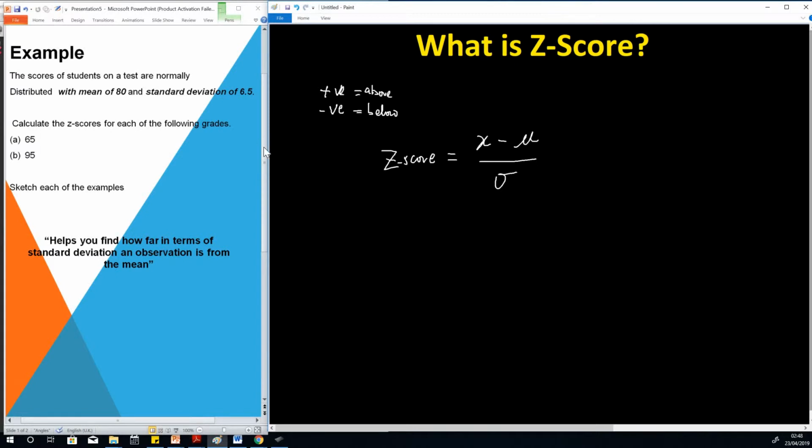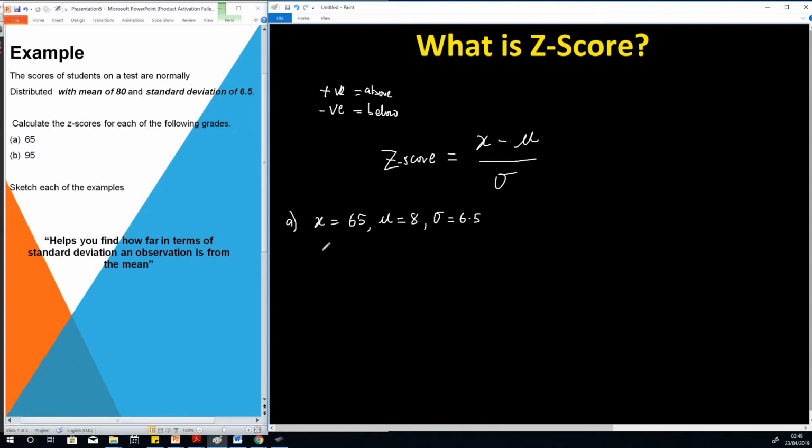So the question says the scores of students in a test are normally distributed with a mean of 80 and a standard deviation of 6.5. Calculate the Z-score for each of the following grades, 65 and 95. So let's start from the first one, A. In this case, our observation X is 65, and our mean is given here to be 80, as you can see. And then the standard deviation is 6.5.